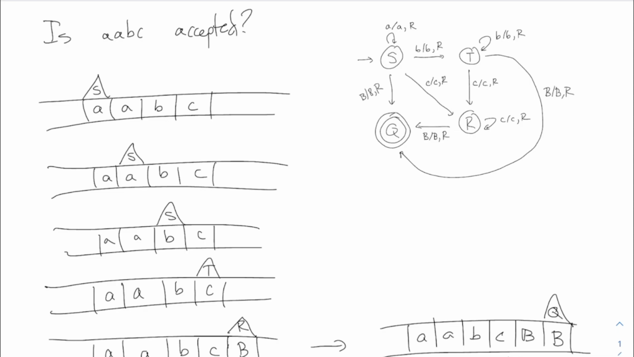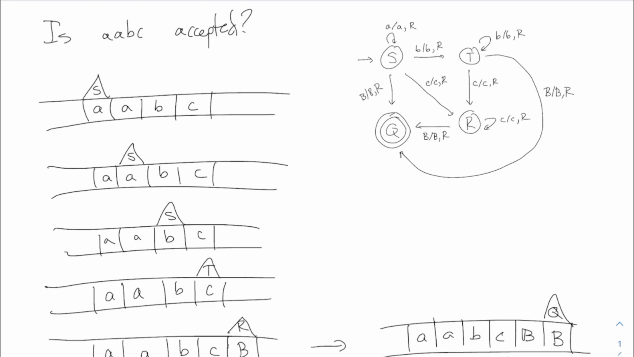This was AABC was accepted. Yeah? A star, B star, C star. He says A star, B star, C star. I think that's right. It's all strings which just have some number of A's, followed by some other number of B's, followed by some other number of C's. You can never have an A after a B.